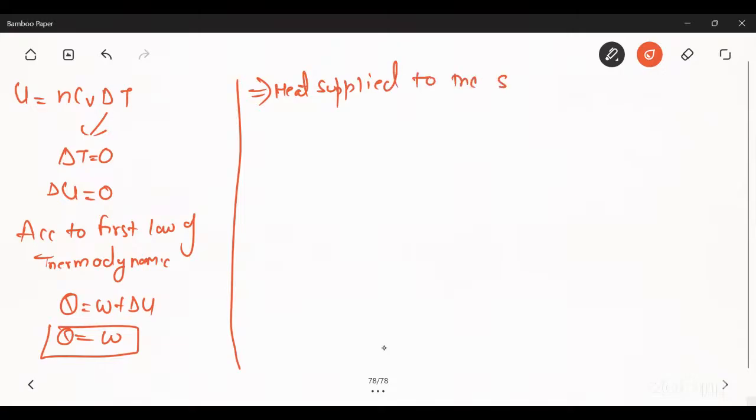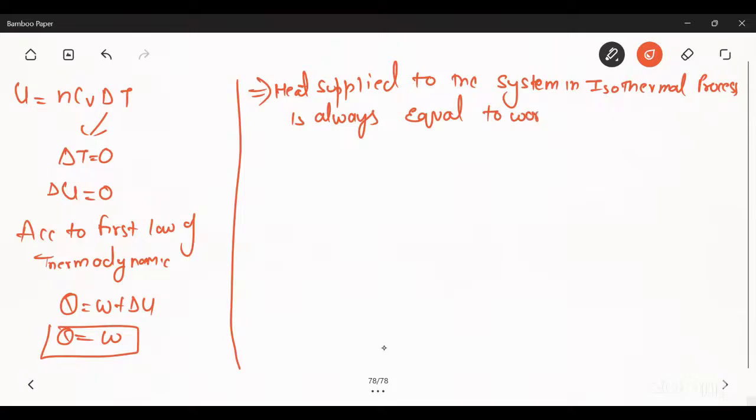So one more point comes here: heat supplied to the system in an isothermal process is always equal to the work done on the system. So work done is equal to the integration of P dV, from V1 to V2.